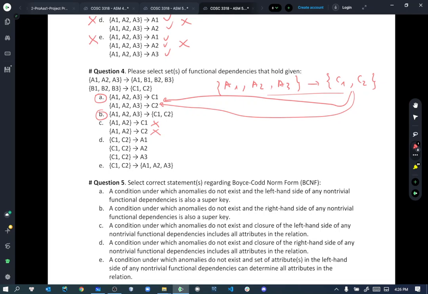Next one, we say A determines C. It doesn't mean that C will determine A. So this one is not true. This one not true. This one not true. Similarly, C determine A is not true. When we say A determines C, it doesn't mean that C determines A. Okay, so not true, not true, not true.